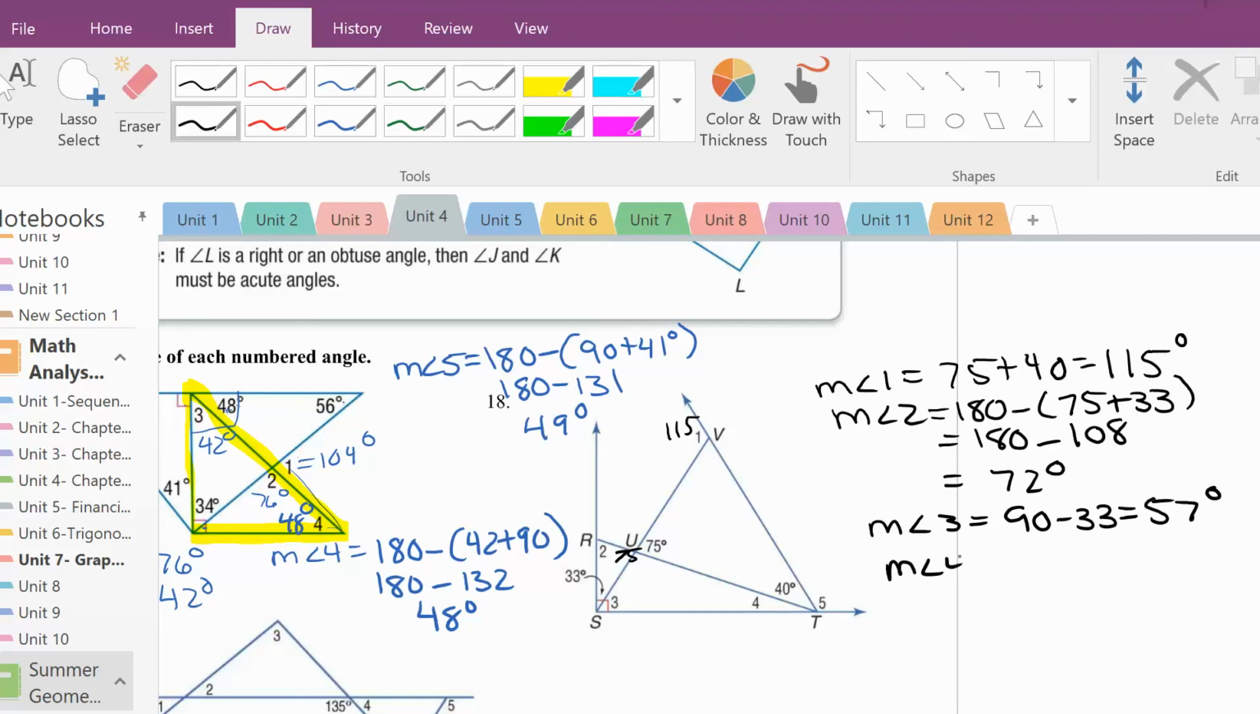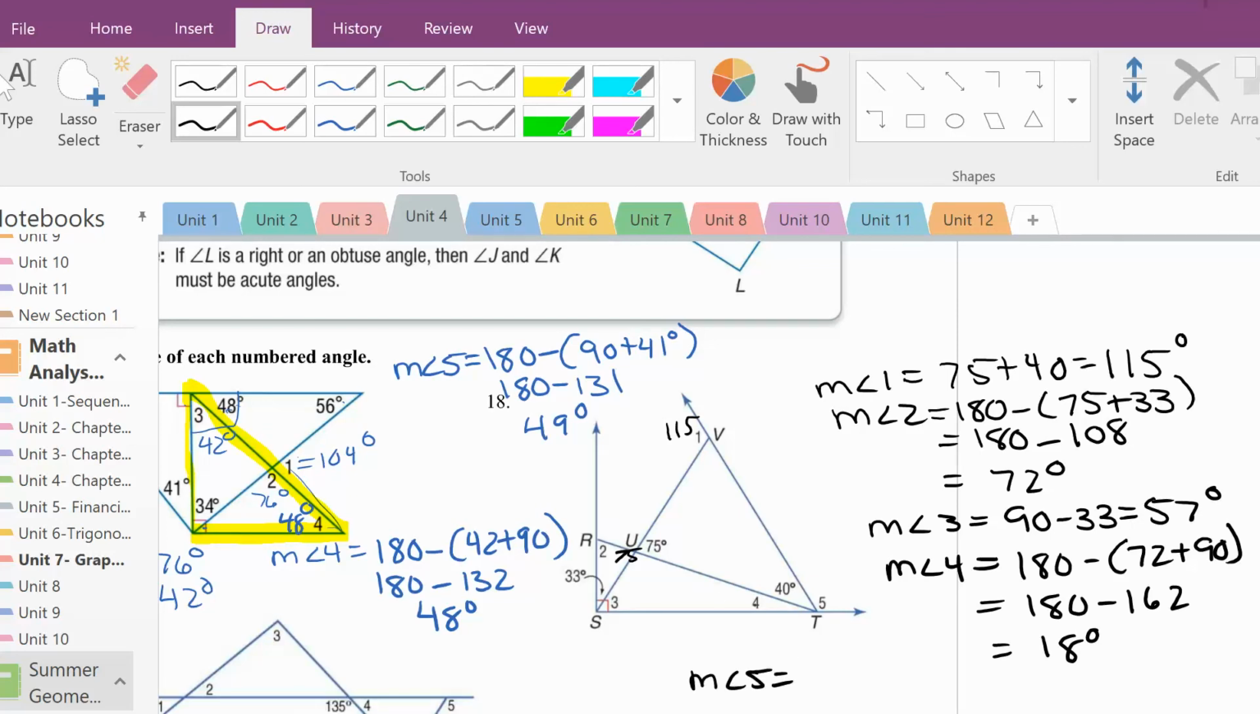The measure of angle 4 is 180 minus 72 plus 90. So it's equal to 180 minus 162, which is 18 degrees. And then angle 5, 18 degrees here.